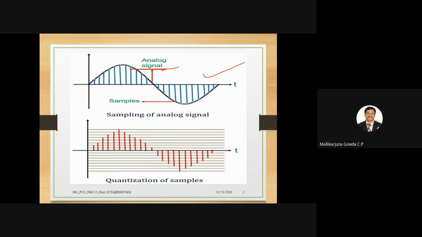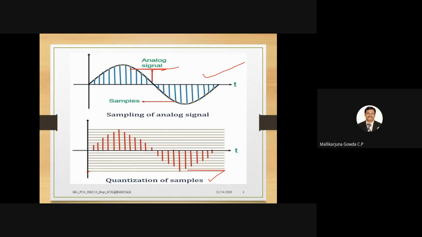Then the second process is quantization, which discretizes the amplitude of the message signal. These are the quantization levels. I have taken the peak to peak amplitude and divided the signal into a number of discrete amplitude levels. Discretization of the amplitude of the signal is nothing but quantization. Discretization of the analog signal in time is nothing but the sampling process.